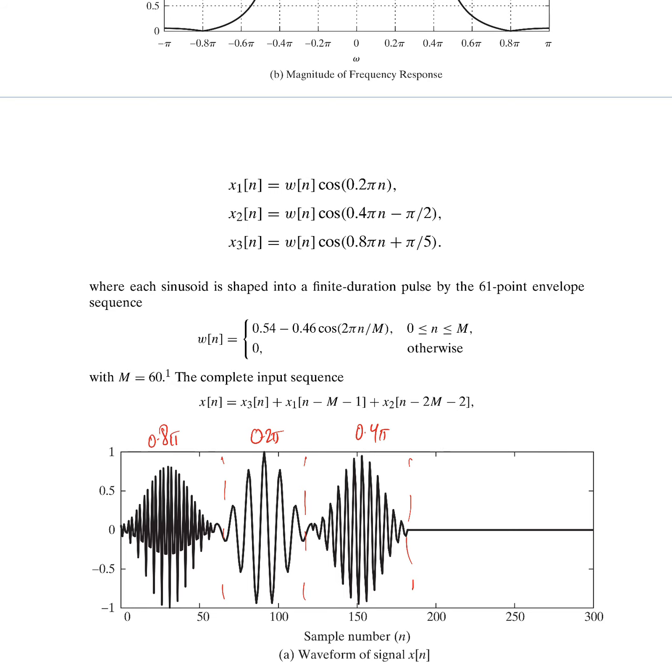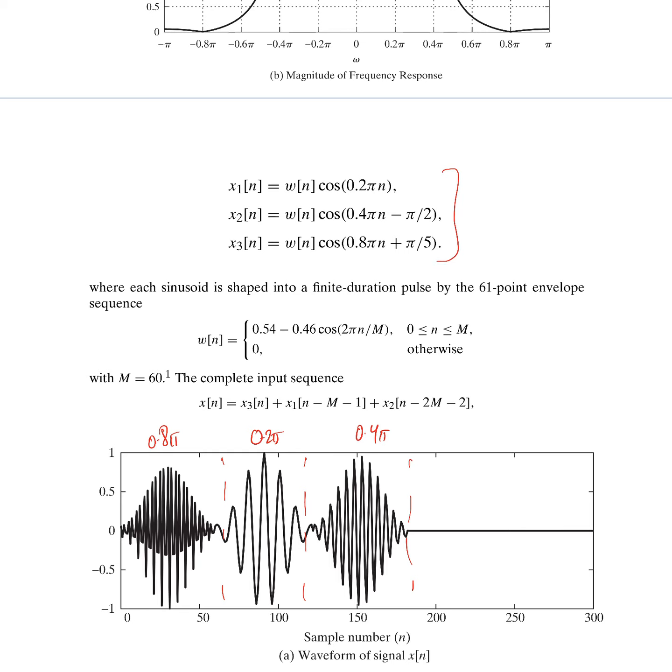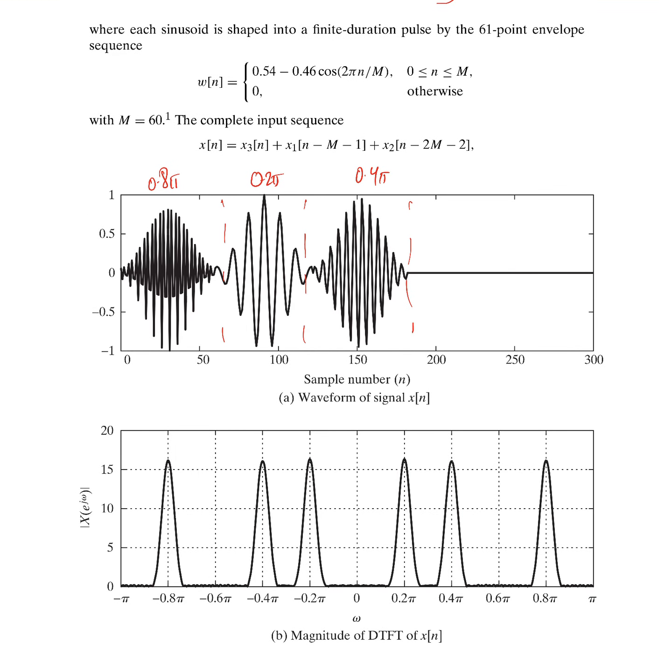The three sinusoidal frequencies are omega 1, like I mentioned, 0.2 pi, 0.4 pi and 0.8 pi, depending on how the signal is being constructed. Now if we take the Fourier transform of this signal magnitude, we see that significant energy is centered and concentrated around each of the three frequencies, plus minus 0.2 pi, plus minus 0.4 pi, and plus minus 0.8 pi. This is the magnitude of the discrete time Fourier transform of the above signal.